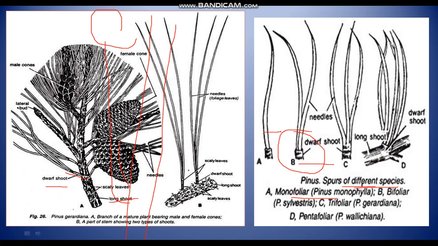Monofoliar, it means one needle, Pinus monophylla. Two needles, it means bifoliar. It is found in Pinus sylvestris. Trifoliar, it means there will be three needles, and Pinus gerardiana is the species name. And pentafoliar, it means five needles are there. It is found in Pinus wallichiana. This Pinus gerardiana is found in the Himalaya region of Uttarakhand.